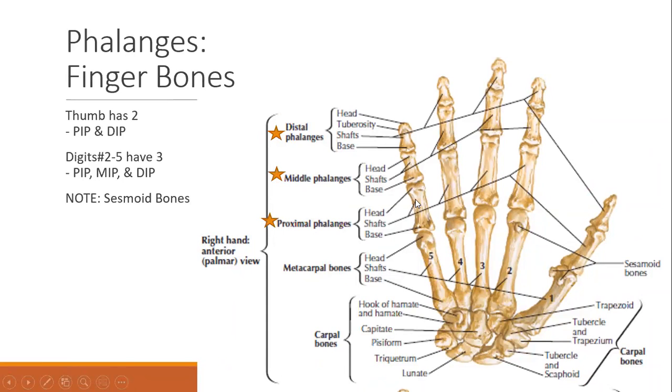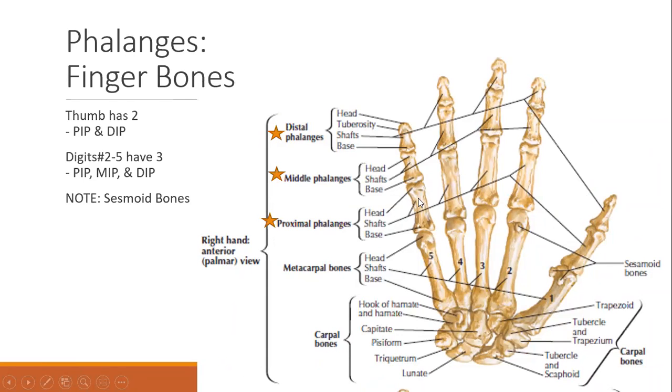Now, moving even more distally, we can talk about the phalanges. So these are actual bones of your fingers. Note how for digits 2 through 5, you have 3 phalanges for each digit, but for your thumb, you only have 2. So for your thumb, you have proximal and distal, but for digits 2 through 5, you have proximal, middle, and distal.